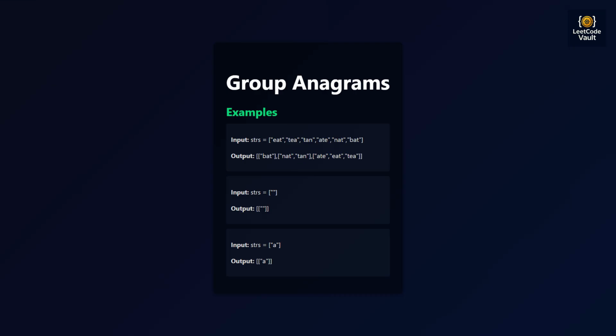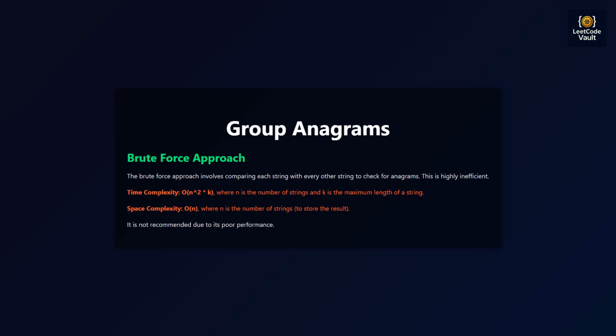Another example: input, [""] (an empty string). Output, [[""]]. Even an empty string is considered an anagram of itself. Let's try one more. Input, ["a"]. Output, [["a"]]. Understanding these different scenarios is crucial before we jump into the coding part. Got it? Great! Let's explore the solutions.